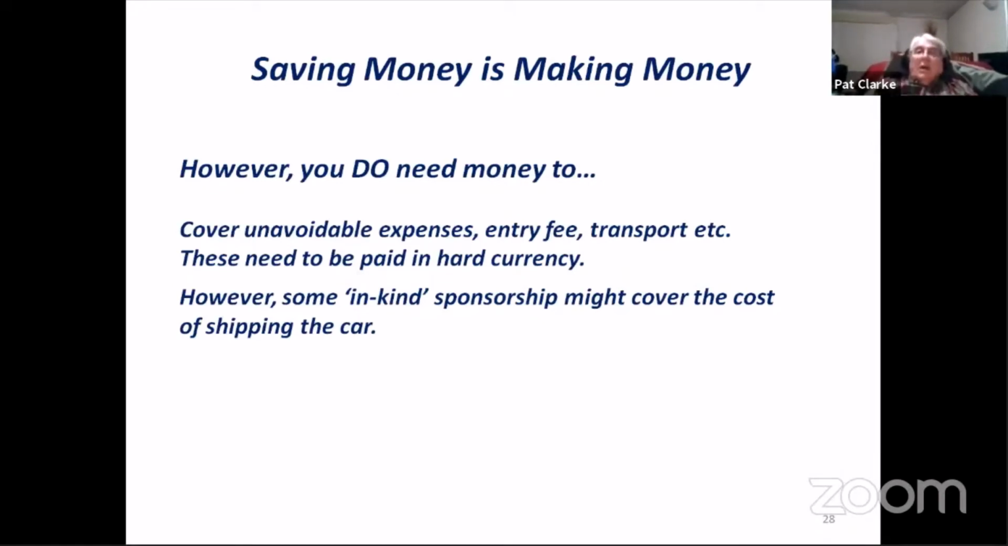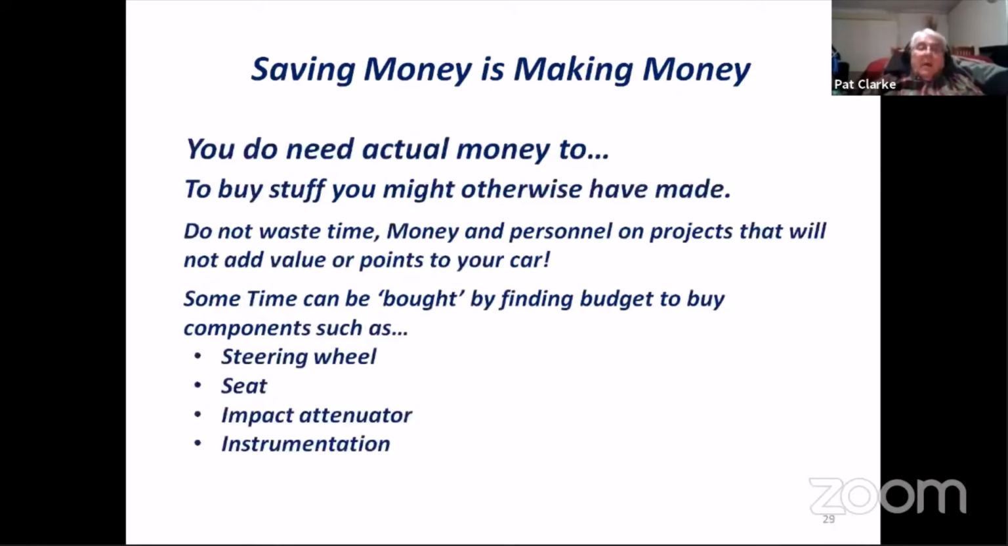Okay, now you can look like professionals without having the additional expense of buying team uniforms, but there are all sorts of stuff. One good sponsor would be to try to find somebody to buy you some tires, because tires are critical. We'll come back to that. I said, do you need actual money? You do need actual money to buy some stuff that you might otherwise have made. So for instance, the steering wheel, the seat, the impact attenuator, instrumentation, and so on and so forth. Don't waste time, don't waste money, and don't waste personnel on projects that will not add value or points to your car.